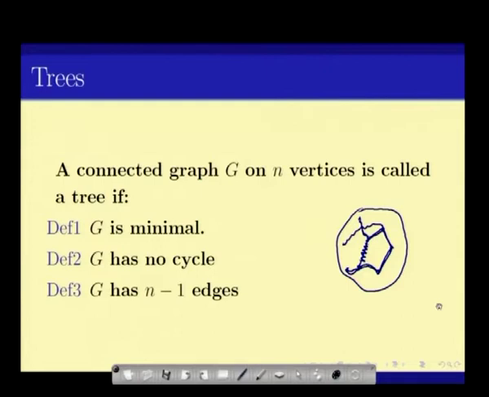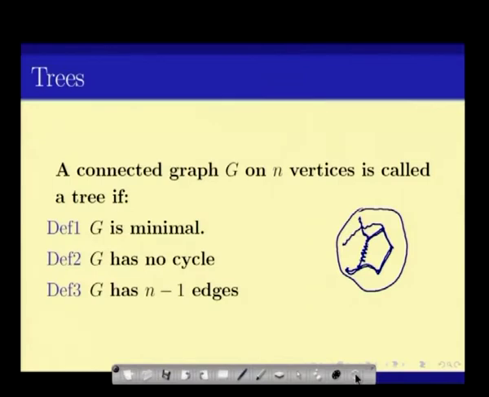There is another definition, which is that G has n minus 1 edges. I will not exactly go into why it is true; I will let you go back and think about it. It is a very simple argument. It is one of the most basic arguments in discrete mathematics to prove that a graph that is minimal, or has no cycle and is connected, has n minus 1 edges.